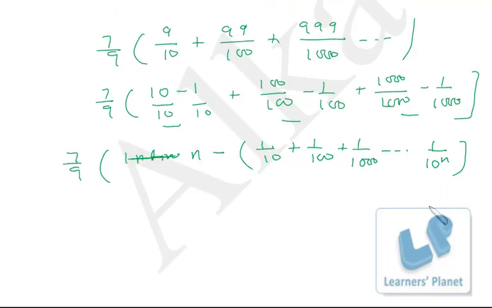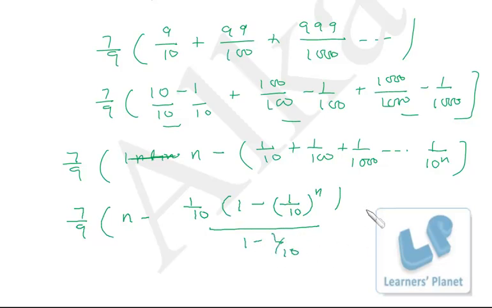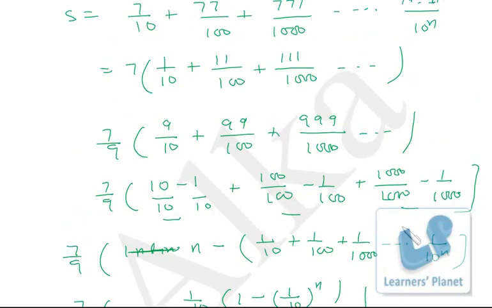Okay, now this is 7 by 9 into n minus, now we are having a geometric progression with the common ratio 1 by 10. So first term is 1 by 10, and the sum is 1 minus r raised to n upon 1 minus r, that is 1 minus 1 by 10 raised to n upon 1 minus 1 by 10. Okay, you just simplify it, you'll be able to get the final answer. Whatever formula I have used, 1 minus r raised to n upon 1 minus r, is because r is less than 1 over here. Okay, so this is the standard method to solve this problem.